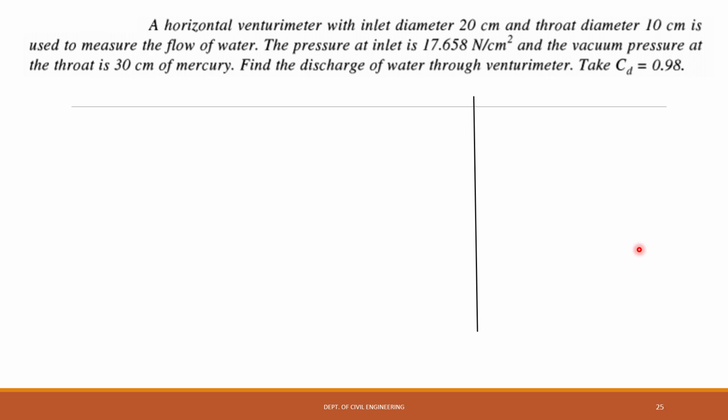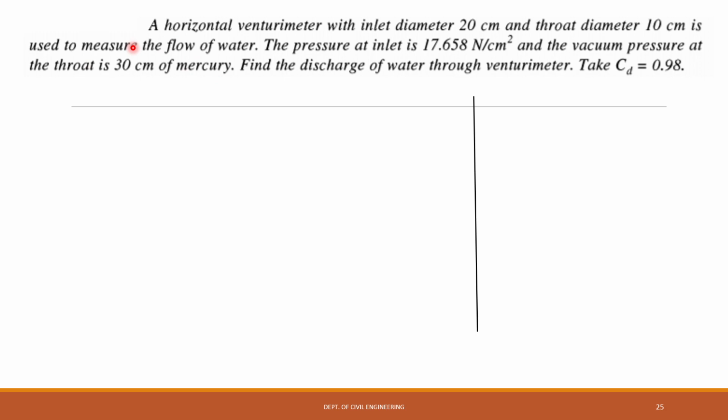Here inlet pressure P1 is directly given. Head is not given, pressure itself is given. You can identify that from the units. See here, if the unit is Newton per centimeter square or Newton per meter square, something like that, then it is the pressure itself. So this can be taken as P1. But look at the pressure at throat. It is given in centimeters. That means it is not the pressure. This is the pressure head. Pressure is P and pressure head is P by rho g. So this 30 centimeter of mercury is P by rho g.